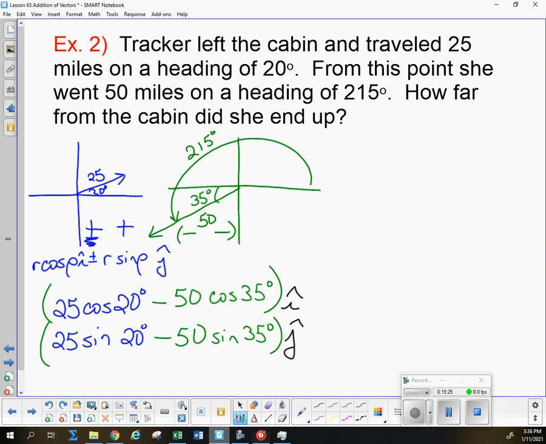So I get negative 17.465. Don't forget the i hat in there. Now I need to enter my 25 sine 20 degrees minus 50 sine 35 degrees.